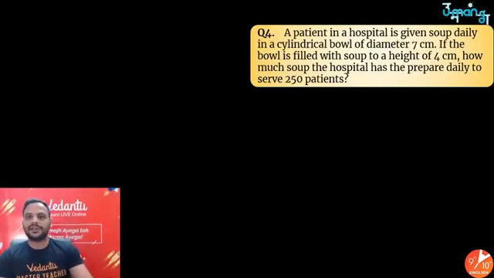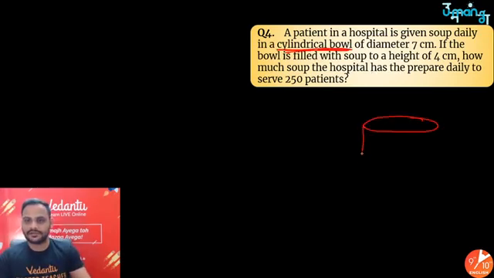Now see, a patient in a hospital is given soup daily in a cylindrical bowl of diameter 7 centimeter. It is a cylindrical bowl, read carefully. Clearly it has been told that the bowl is cylindrical, of diameter 7 centimeters.